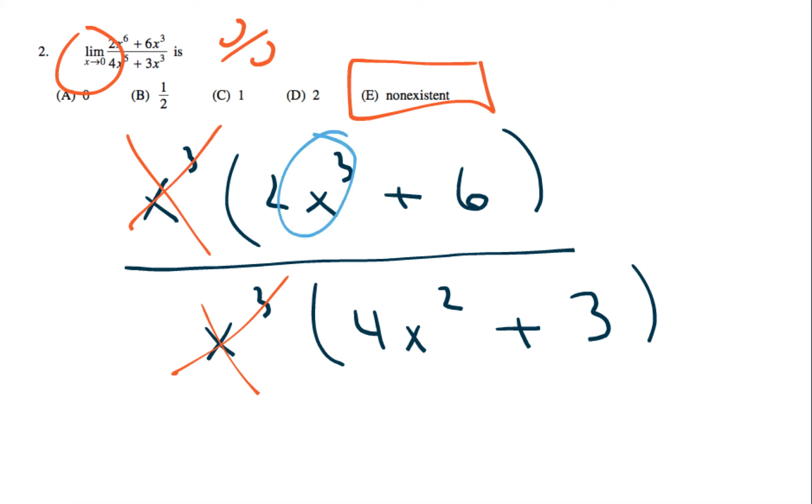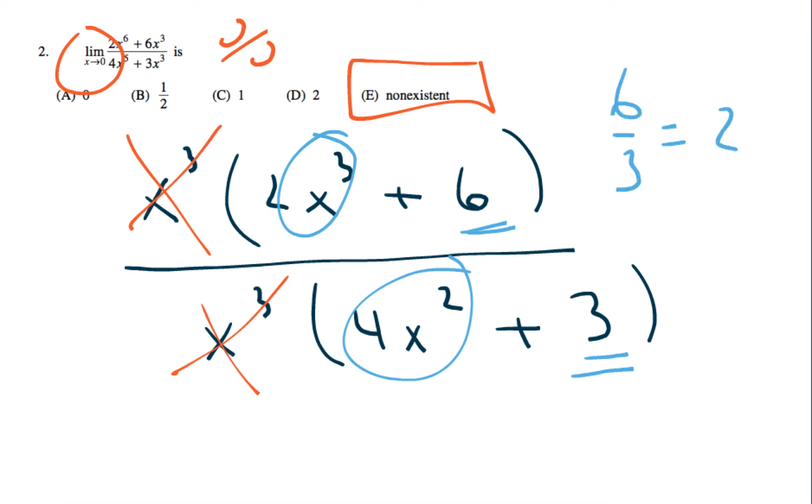Once we factor, now we plug in, and we'll see that when we have 2 times 0 cubed, well, that's obviously going to be 0. But the 6 is going to stay 6. 4 times 0 squared is going to be 0, but the 3 is going to be 3. We're going to have 6 divided by 3 equals 2. D is the correct answer.